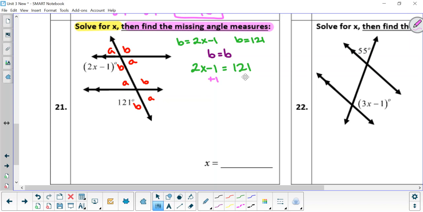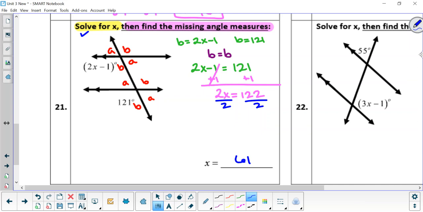2x minus 1 is equal to 121. To solve for x, we would start by adding the 1. So now we have 2x equal to 122. If we divide by 2, we get x to equal 61. So we did the first part, we solved for x.